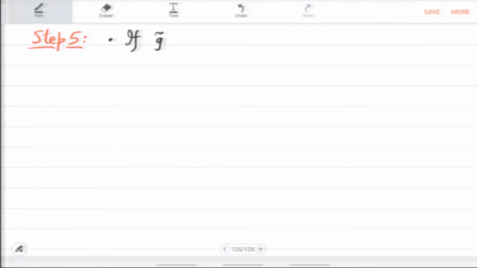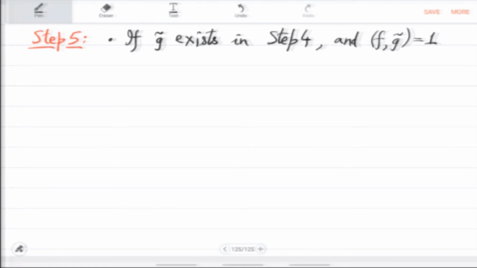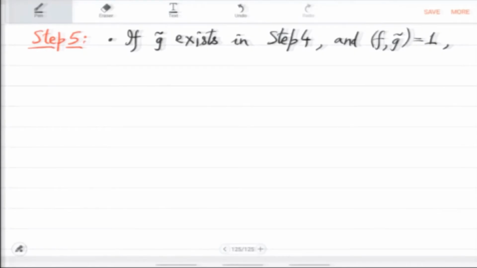So if G tilde exists in the previous step, and let us say for the sake of contradiction that it does not factorize F. Okay, so step 4 found a G tilde with the appropriately small coefficients, but in step 5 the GCD of f and G tilde is 1. So what we want is actually a contradiction. So let us see how the contradiction will appear.